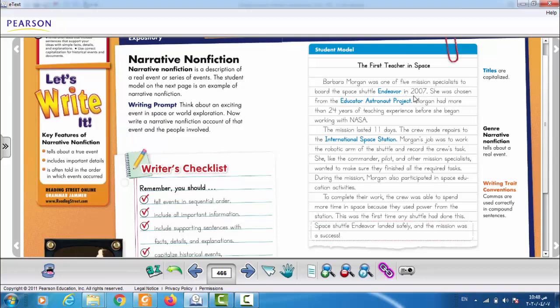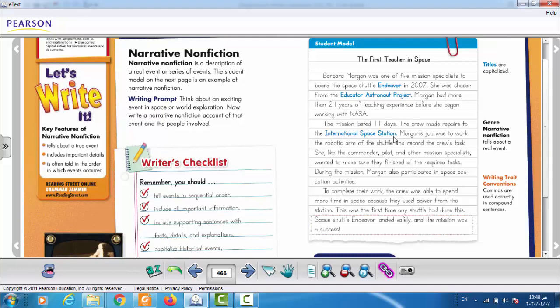So in 2007 here, I put this year in order to support my topic, or in order to show the reader that this is a non-fiction topic. It means a real one. And do not forget, guys, to capitalize the historical events. So if you're writing here, for example, about the first teacher in space, do not forget to capitalize the historical events. So I write here International Space Station, so I have to capitalize this one. And here educator, astronaut, project, as well, I have to capitalize this one.